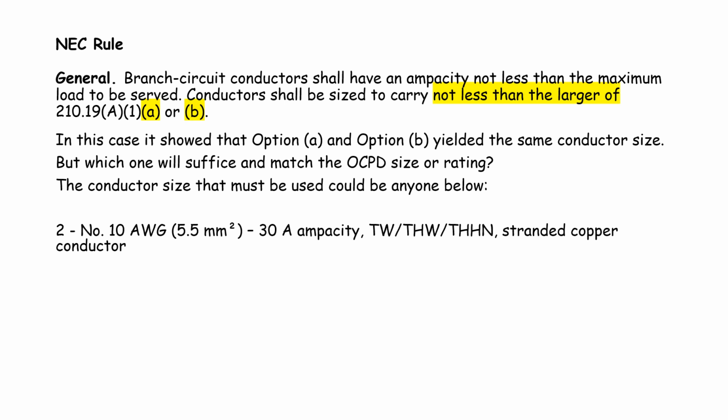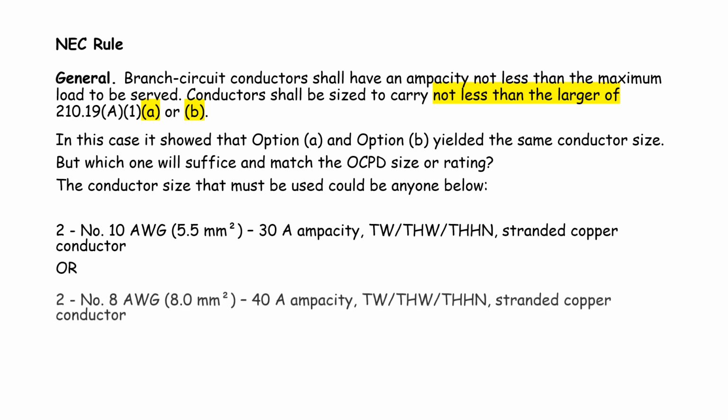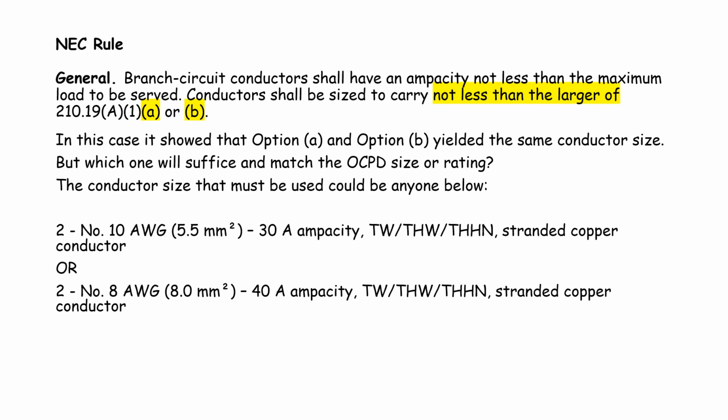Two number 10 American wire gauge or 5.5 mm squared, which have a 30 ampere ampacity, either TW, THW or THSN, stranded copper conductor, or two number 8 American wire gauge, 8 mm squared, which have an ampacity of 40 ampere, TW, THW, THSN, stranded copper conductor.